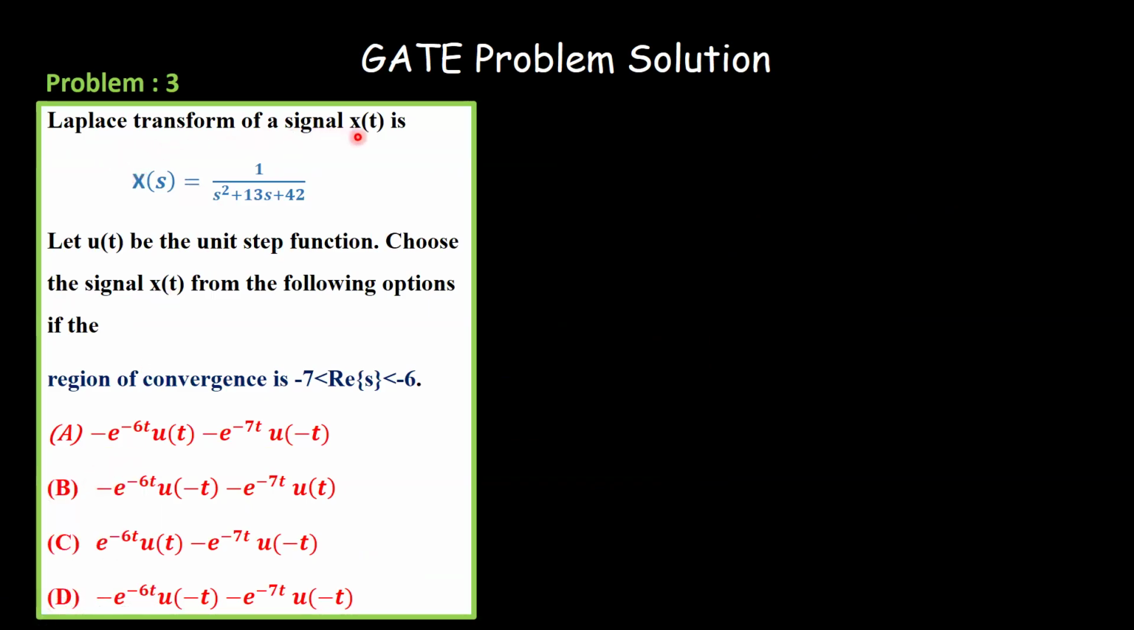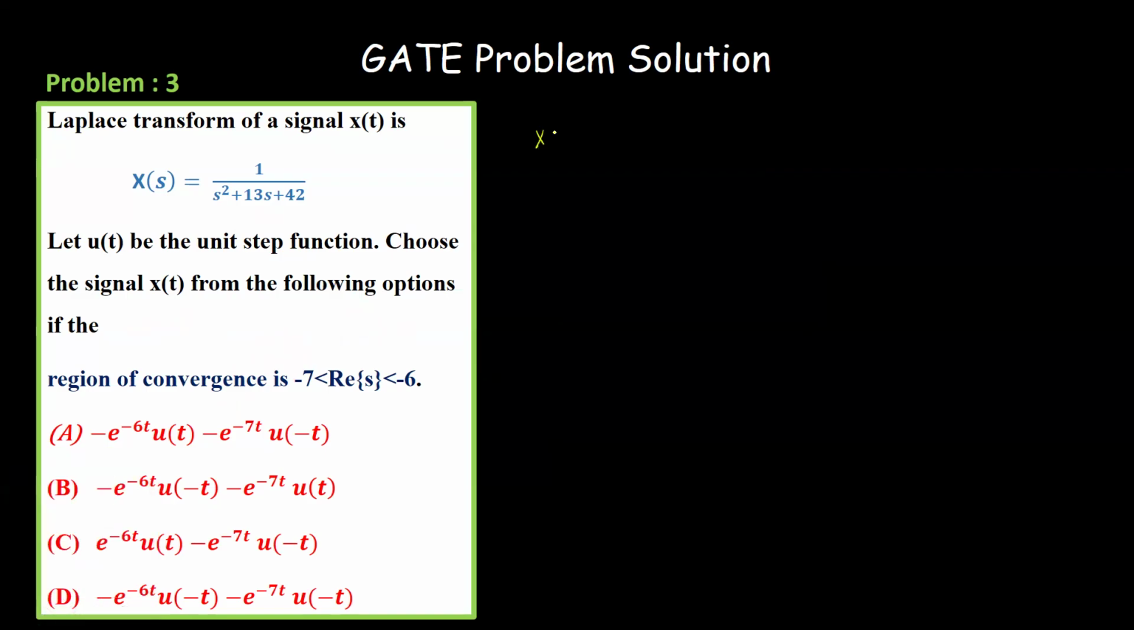Laplace transform of a signal x of t, x of s is given. Let u of t be the unit step function. Choose the signal x of t from the following options, if the region of convergence is real part of s is between -7 and -6. So region of convergence is given, x of s is given. We need to find the input signal x of t by taking the inverse Laplace transform of x of s. So first, let me simplify x of s.